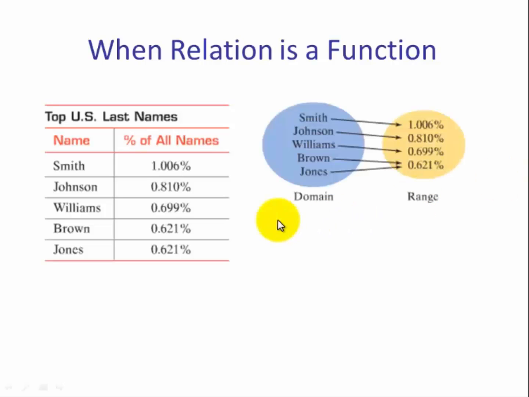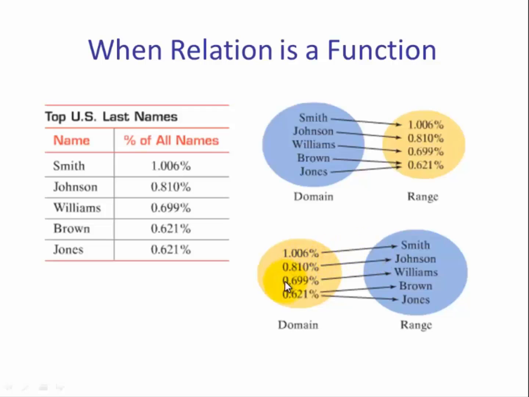If we were to make a mapping where the names are the inputs and the outputs are the percentages, we would say this is a function. Even though we have two inputs going to the same output, that's still a function. Now what is not a function is if we switch it. If the domain were the percentages and the range the names, we would have an input 0.621% that is going to two different outputs. So that's not a function.